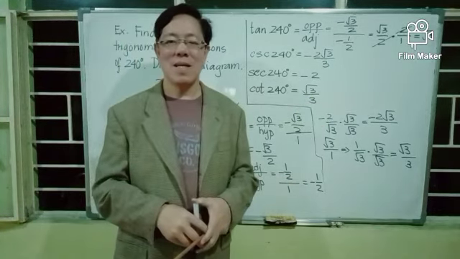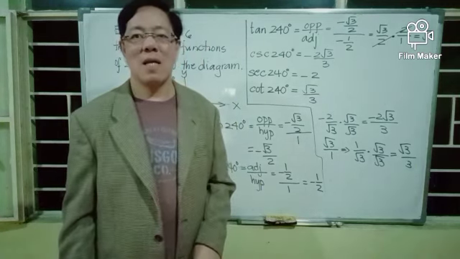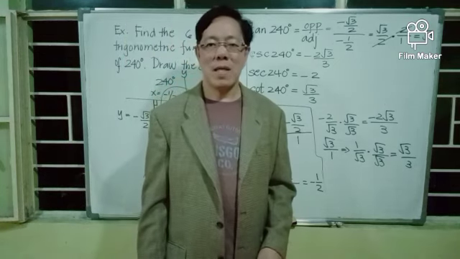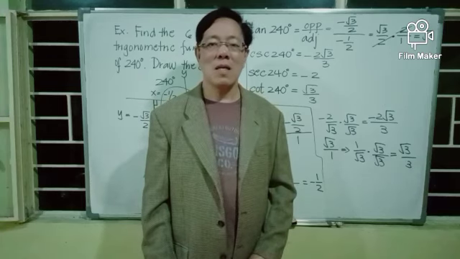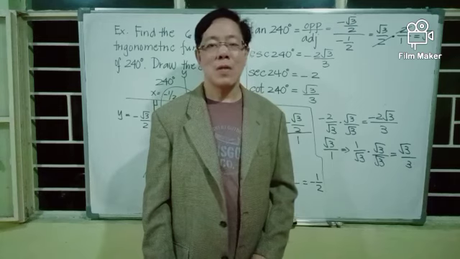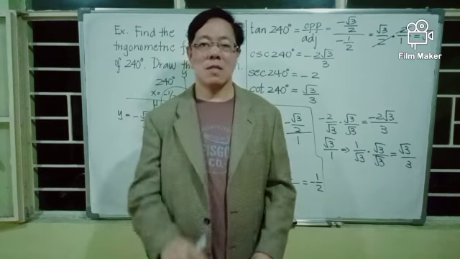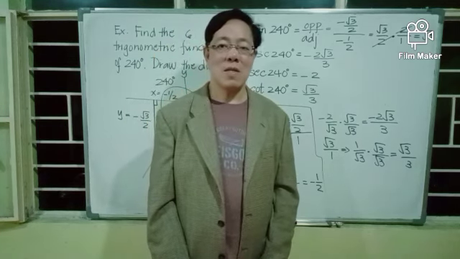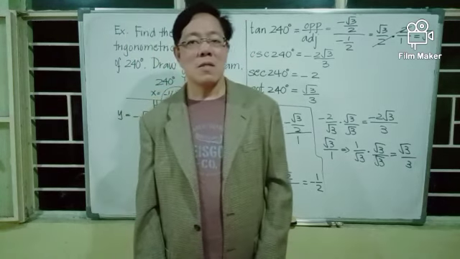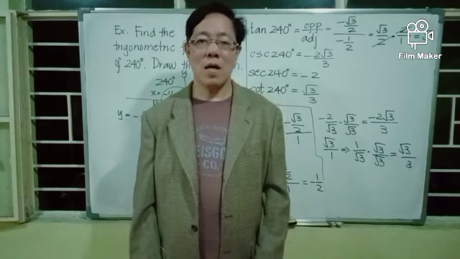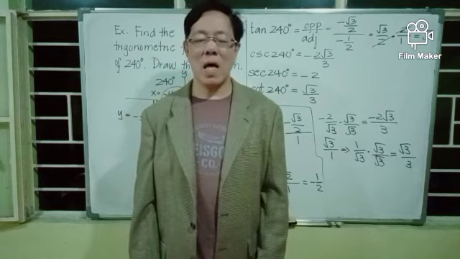We are done with the functions of special angles 30 degrees, 45 degrees, and 60 degrees. Now we will take quadrantal angles. A quadrantal angle is an angle whose terminal side coincides with one of the coordinate axes. The terminal side of a quadrantal angle can be the positive x-axis, the positive side of the y-axis, the negative side of the x-axis, or the negative side of the y-axis.